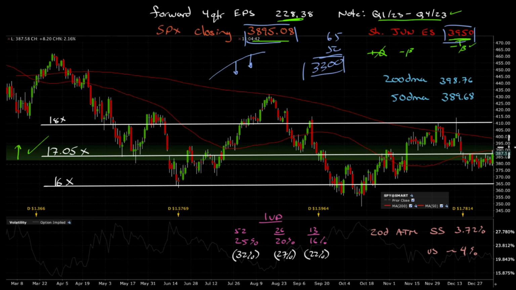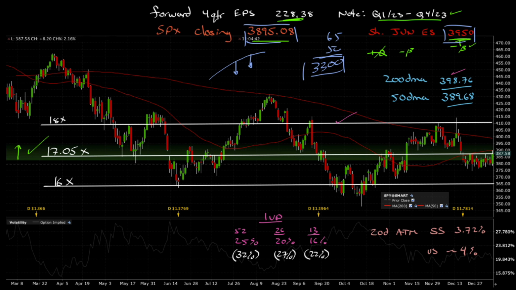50-day moving average, we're sitting just below it right now, 389.68. The 200 is 398.76. If sentiment remains positive all the way to Thursday, and Thursday is a good read, you could test the 200-day moving average. I don't know that you could trade up to 18 times earnings, being that the expectation for earnings is negative 2.2%, and negative 6.7 if you exclude energy.